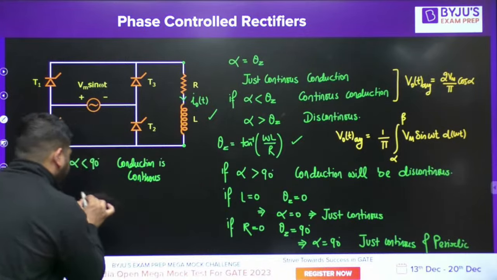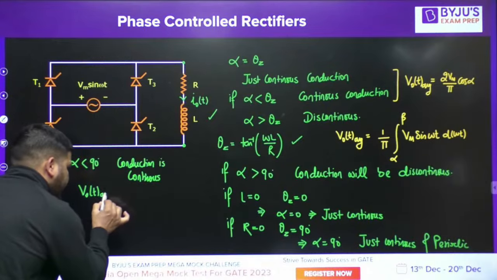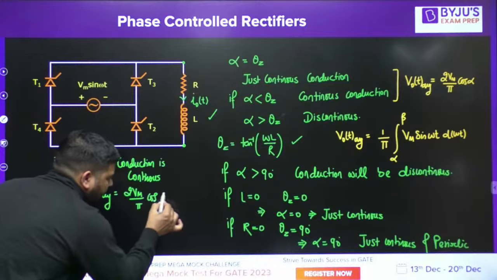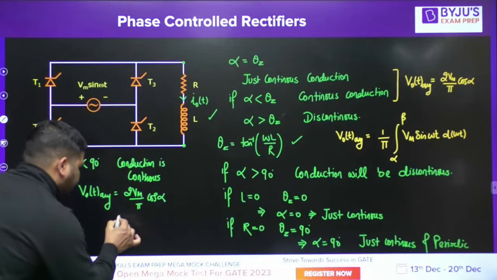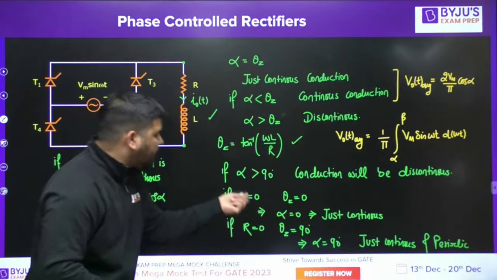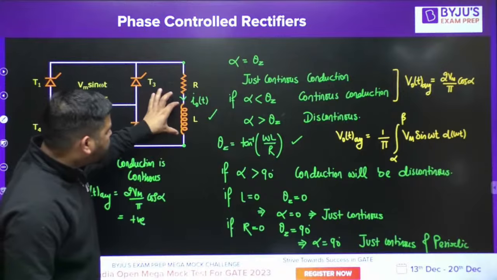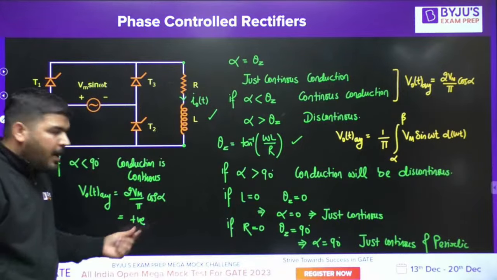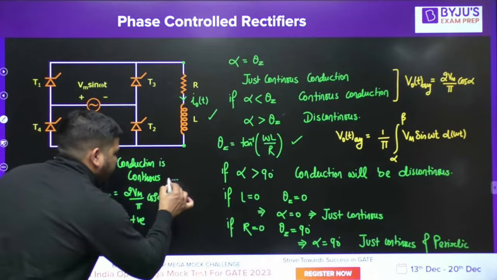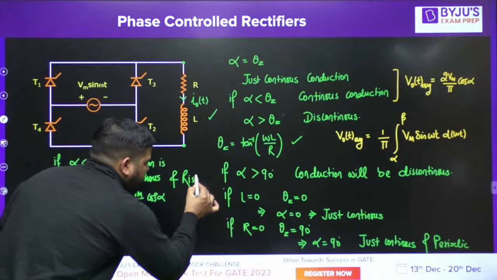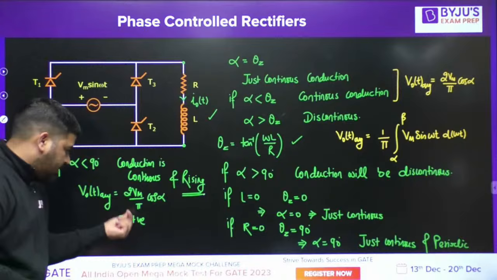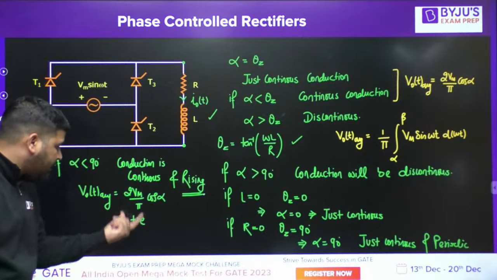Conduction is continuous, and you can say that V naught average will be equal to 2 Vm by pi cos alpha. Since alpha is less than 90 degree, it will be positive. So you can say that across this pure inductor, if R is 0 and the load is purely inductive, average voltage is positive. It means current will be continuous and rising. This word rising I have written later, just after this, because I know that average voltage is positive.